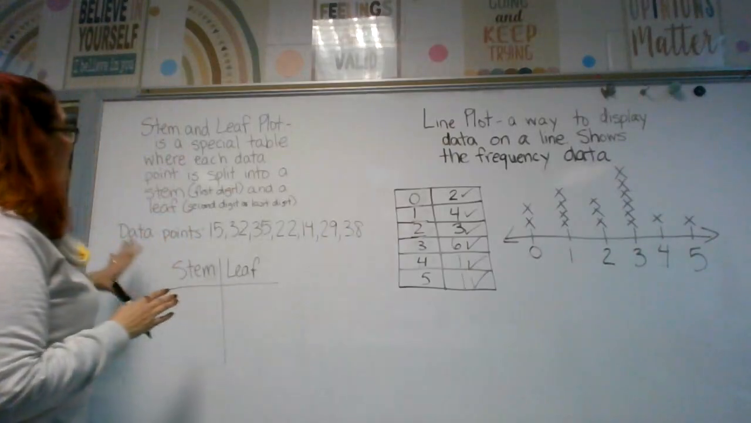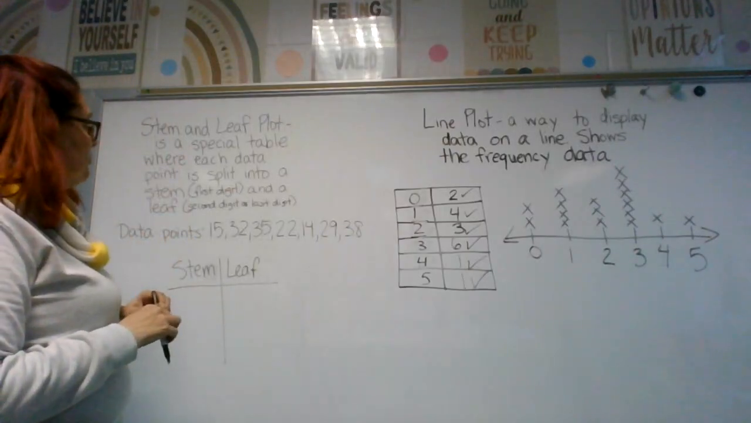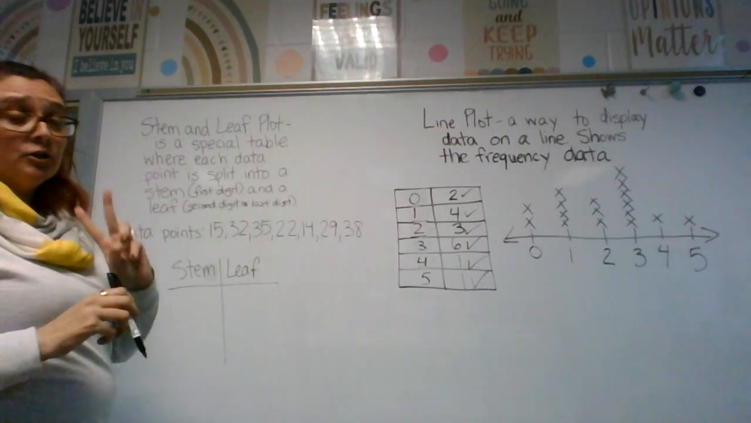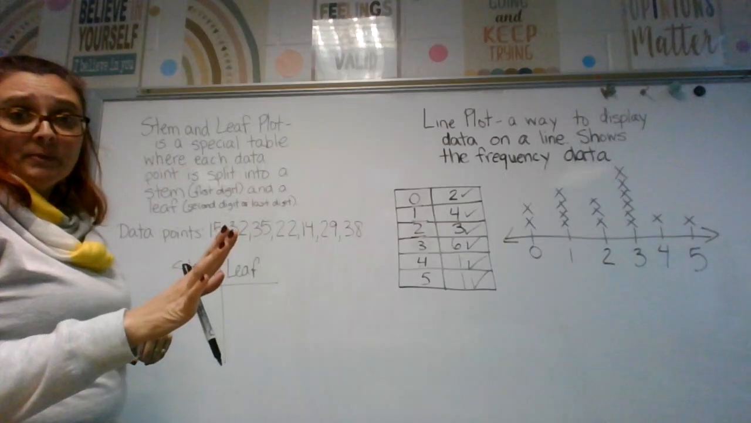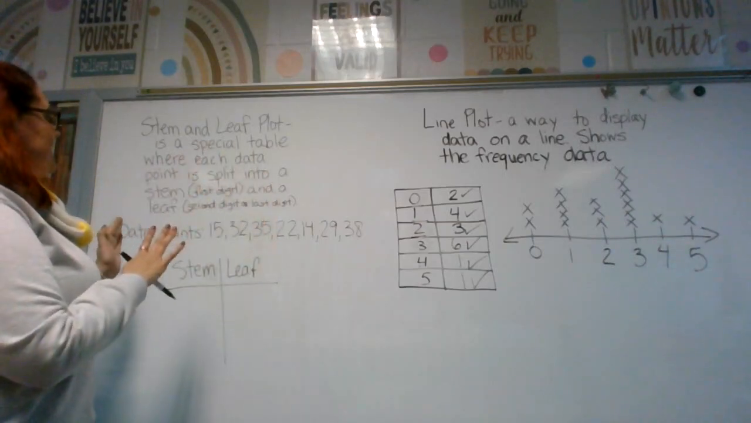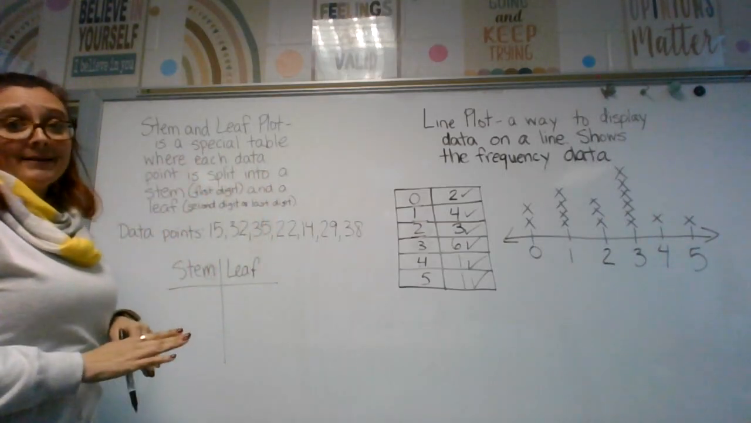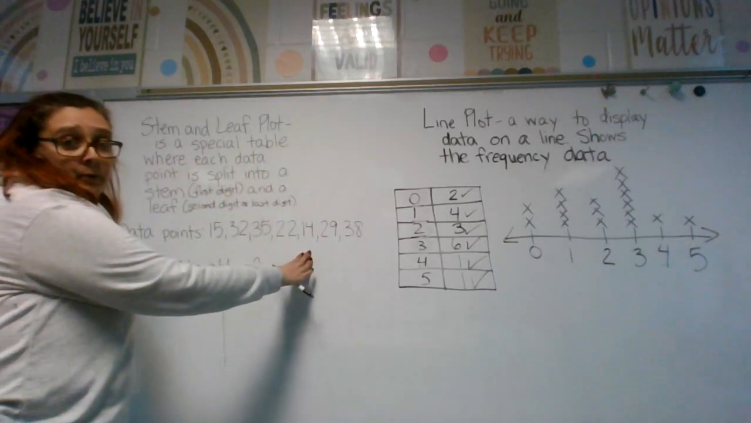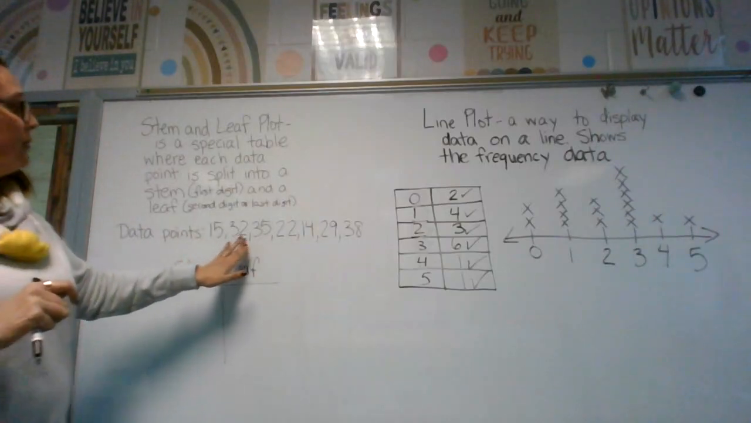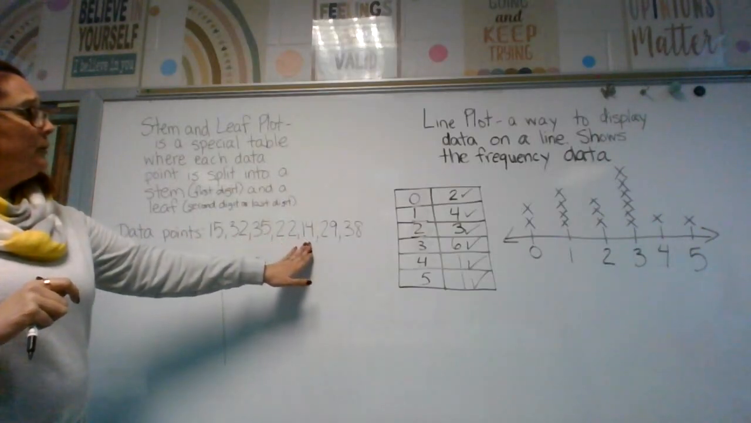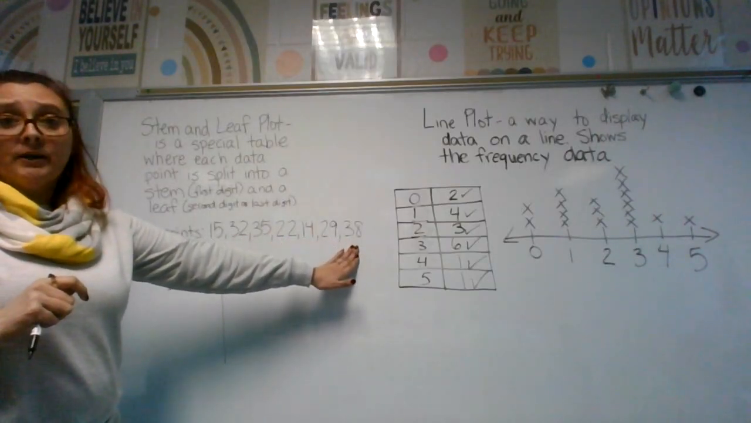Now let's look at a stem and leaf plot. It's a special table where each data point is split into 2. It has a stem, which is going to be that first digit, and a leaf, which is the second digit or the last digit. So we have some data points here. We have 15, 32, 35, 22, 14, 29, 38.